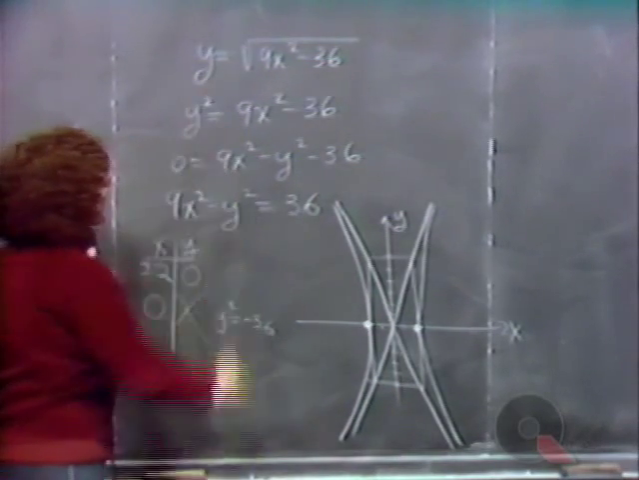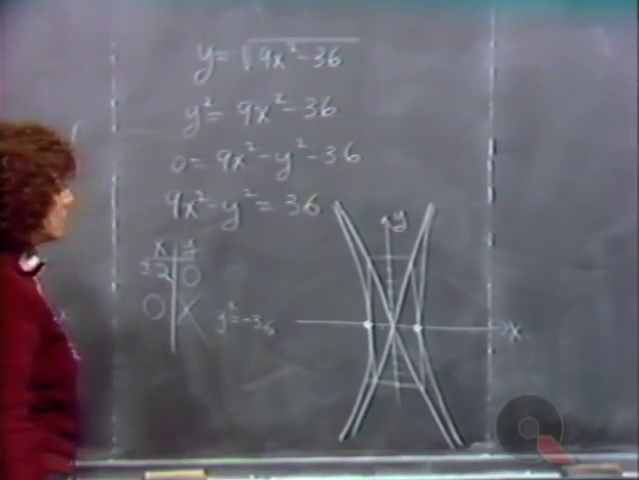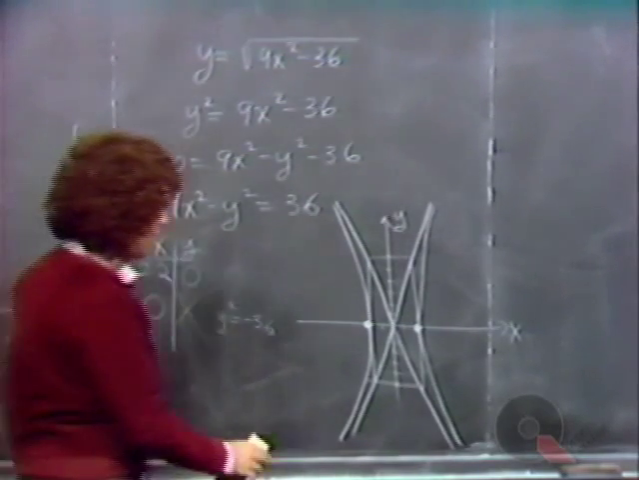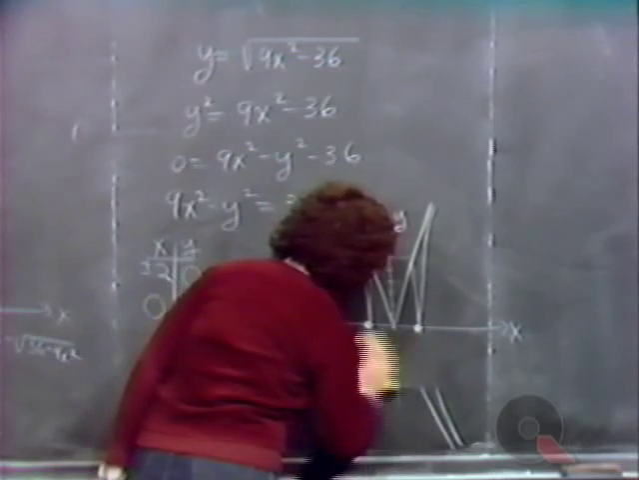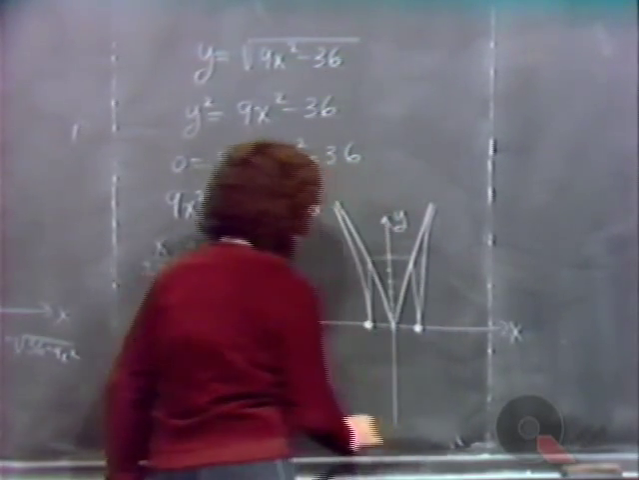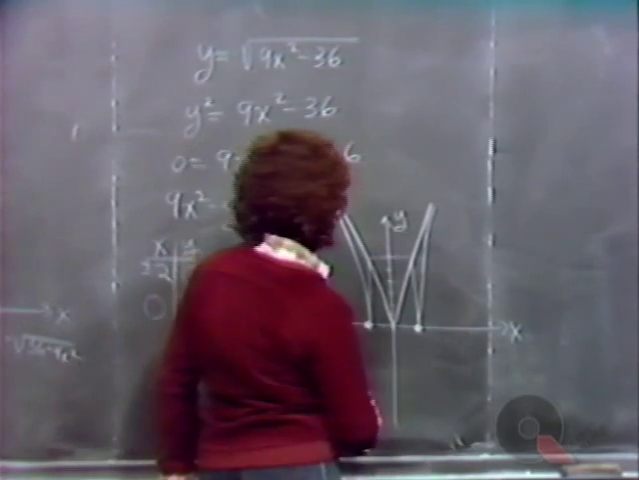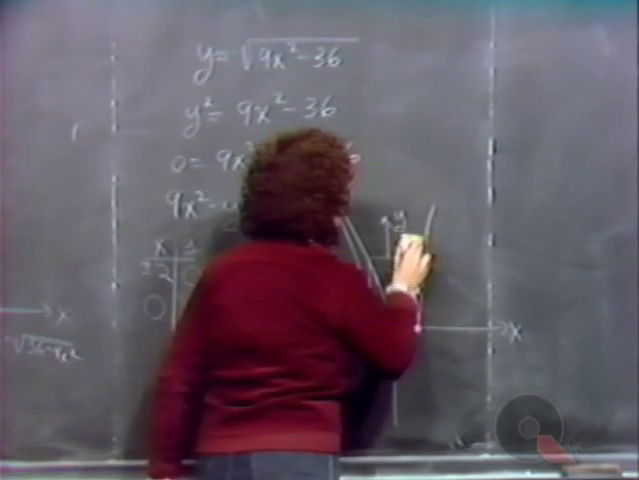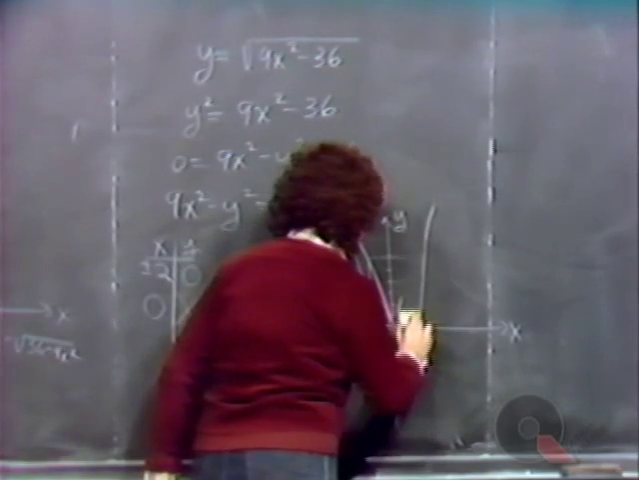Now, what do we want? We want y as the positive square root, that is the top half only. So I'm going to erase the bottom half of the hyperbola. Furthermore, I'm also going to erase the guidelines just so that you can see what we get as a final answer.